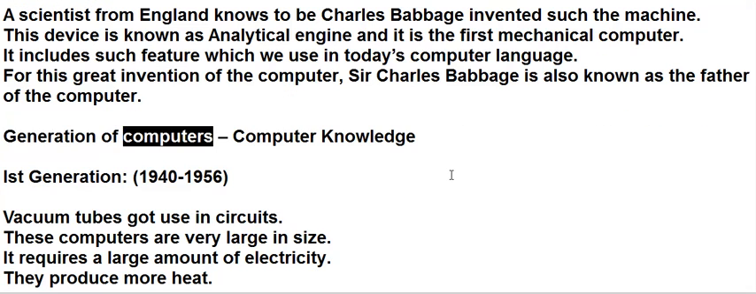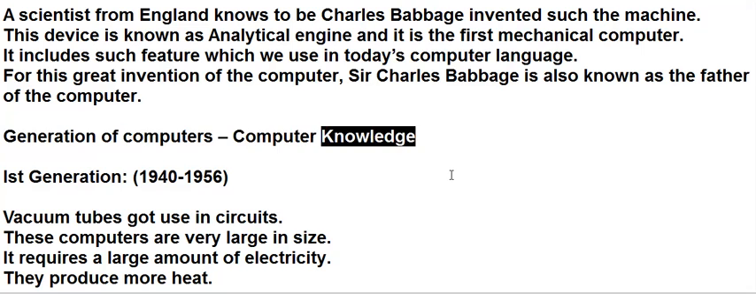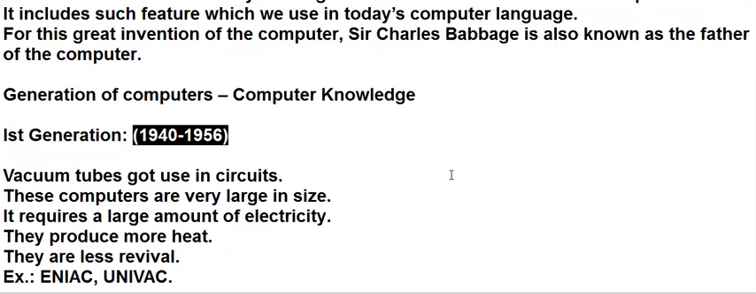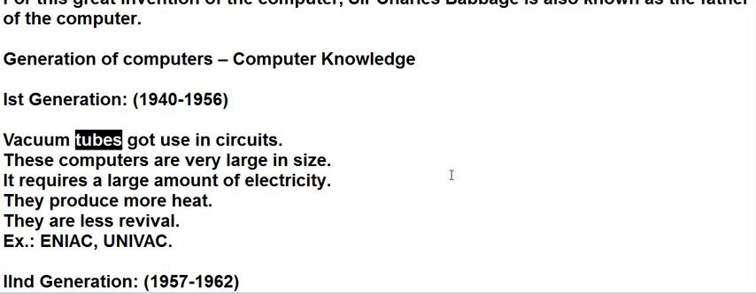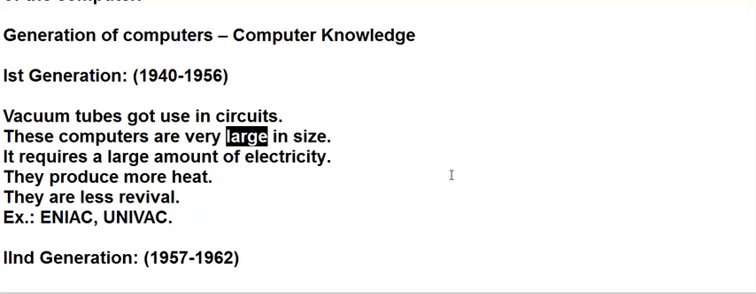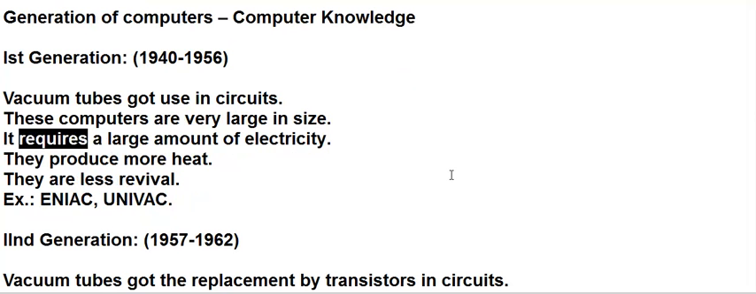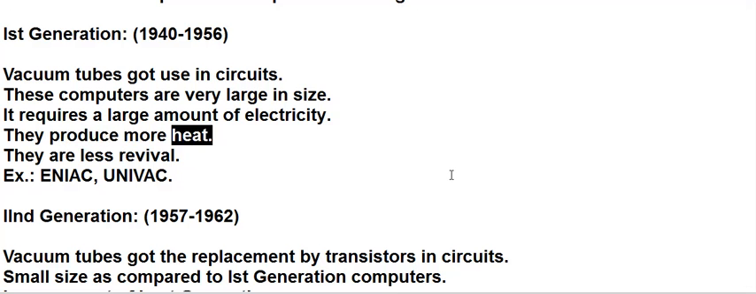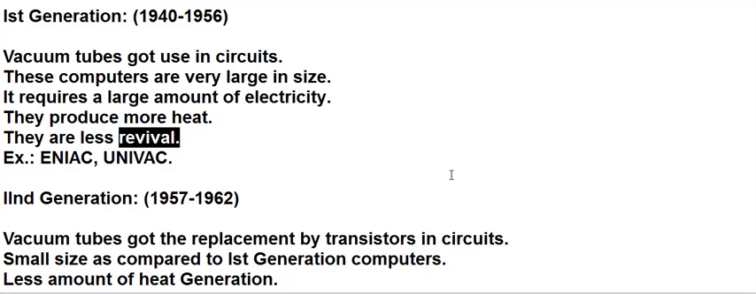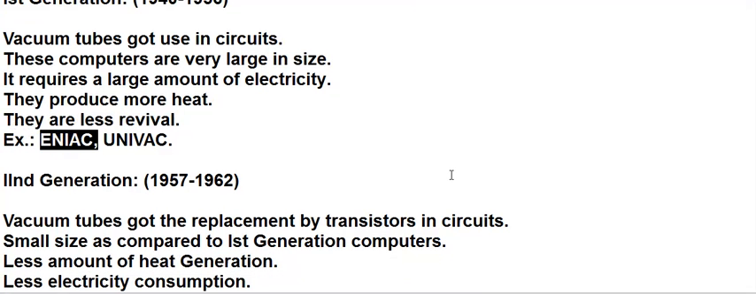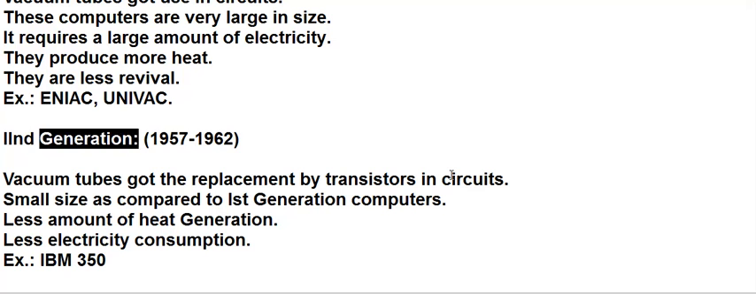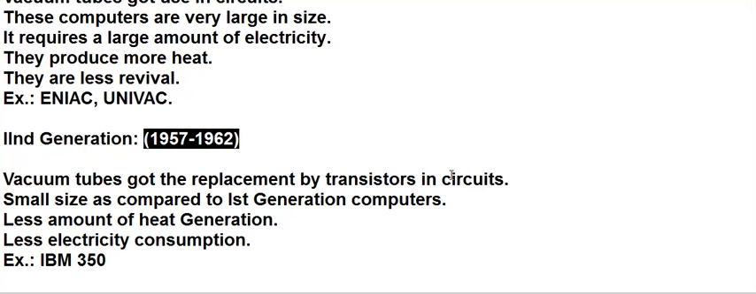Generation of computers, computer knowledge. First generation, 1940 to 1956. Vacuum tubes got used in circuits. These computers are very large in size. It requires a large amount of electricity. They produce more heat. They are less reliable. Examples: ENIAC, UNIVAC.